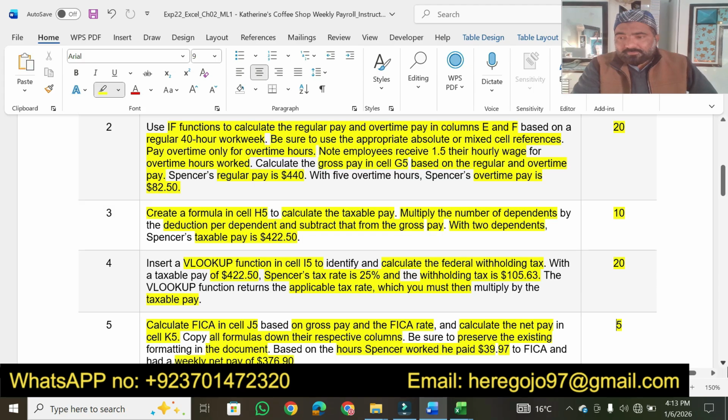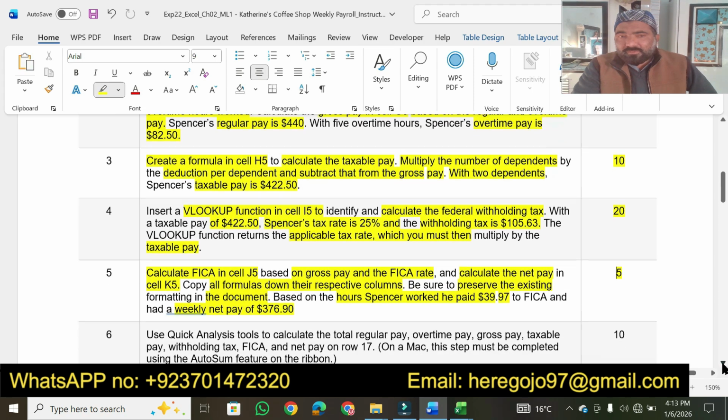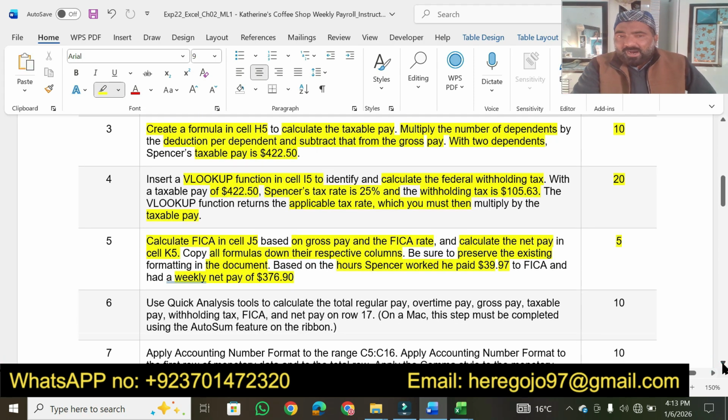Okay, after solving question number 2, we moved toward question number 3, where we have to create a formula in cell H5 to calculate taxable pay. What is our taxable pay? That is, multiply the number of dependents by the deduction per dependent, then subtract that from gross pay. With two dependents, the taxable pay is this one. We again verified that one.